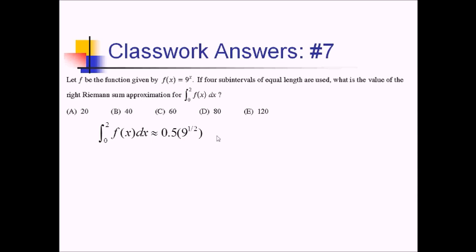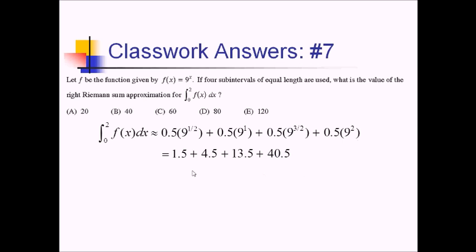Next, we've got plus 0.5, base of 0.5 times 9 to the 1, and then 0.5 times 9 to the 3/2 plus 0.5 times 9 squared. All right, let's see what all this comes out to. So for this first one, this is 0.5 times the square root of 9, which is 3. So 0.5 times 3 is 1.5. Next, we've got half of 9, which is 4.5. Next, this is the square root of 9, and then we're cubing that. So that's 27. Half of 27 is 13.5. And then finally, this is half of 81, which is 40.5.